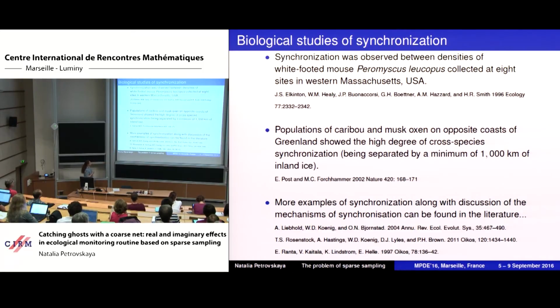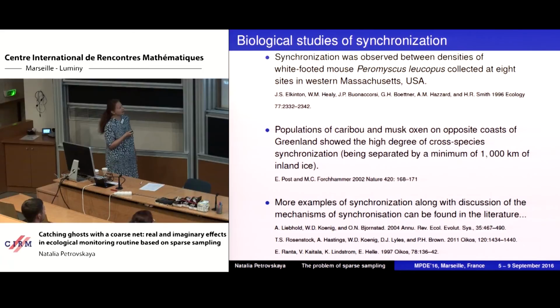People also talk about cross-species synchronization. So in this case, caribou and musk ox. And this example also gives us some amazing distance, so 1,000 kilometers of inland ice in Greenland, and still they could see a correlation between population fluctuations. So, of course, a lot of information in the literature, so some references, and also the discussion of mechanism of synchronization. It's another very big and challenging problem.